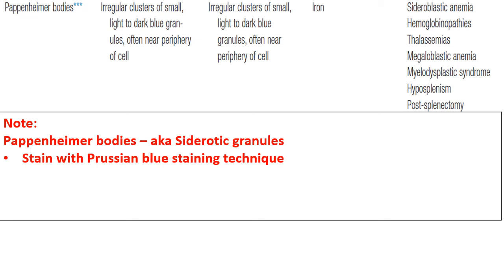Okay, next, Pappenheimer bodies. It is accumulation of iron inside the RBC. So, ano yung mga may accumulated iron na disorders? It is associated with sideroblastic anemia. Discuss naman natin to pagdating natin sa mga disorders. Okay? Mga disorder of hemoglobin synthesis. Okay? And thalassemia.